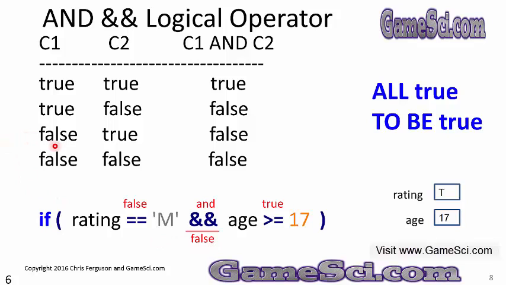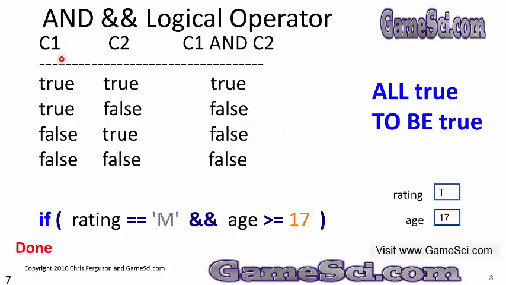Look at this line of the truth table. False for the left operand, true for the right operand. All true to be true means this has to be a false. So we're going to output a false on the AND. So this if portion will not execute. It's going to skip past the if block in the code. So there you have it. That's the AND logical operator, and this is the AND truth table.